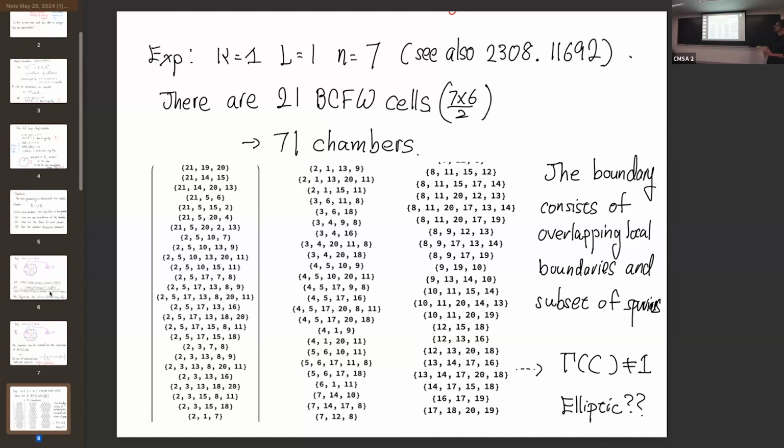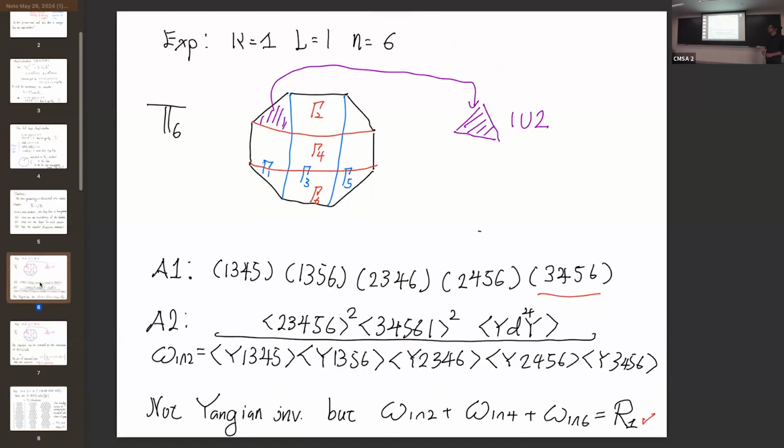And we can also compute the boundary. It's interesting, you can compute the boundary of these chambers. We do expect that this doesn't generalize, because in the previous n equals 6 case, as I mentioned, the boundary of these chambers basically inherits all the spurious poles of your individual BCFW cells plus a local pole that they share.